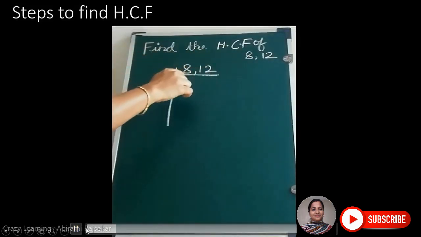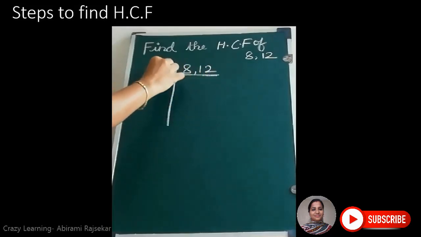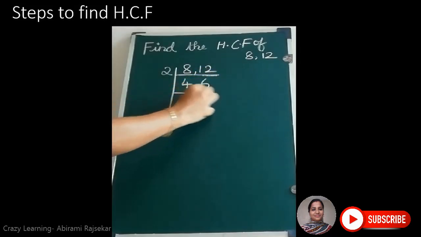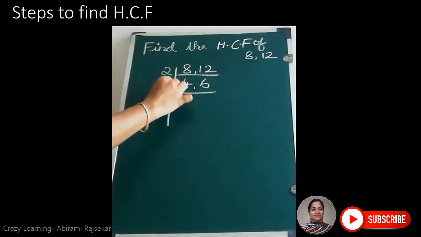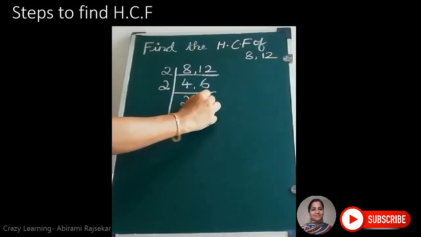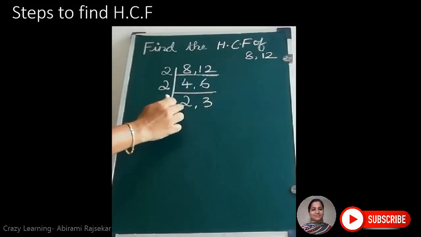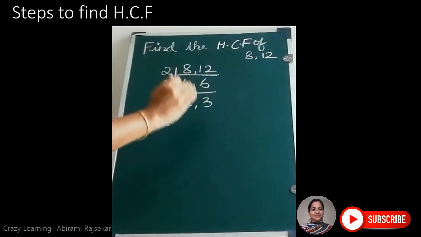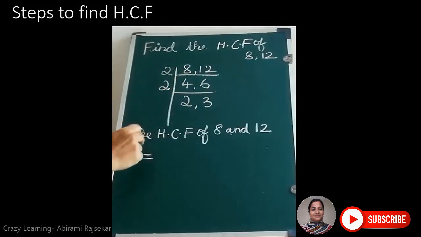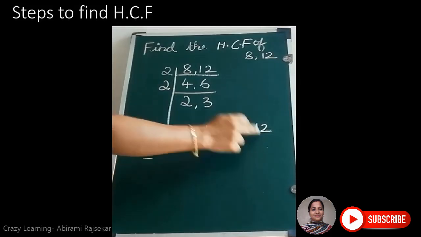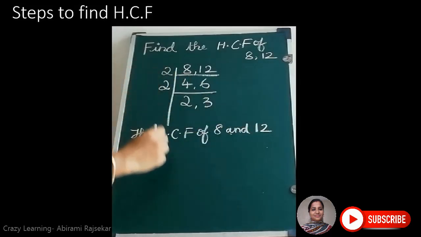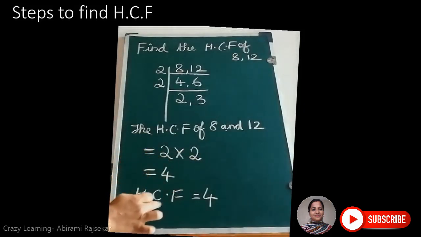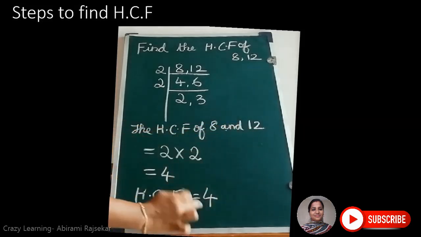8 and 12. Both 8 and 12 are divisible by 2. 2 4s are 8. 2 6s are 12. Again, 4 and 6 are divisible by 2. So, 2 2s are 4. 2 3s are 6. We don't have a common factor to divide 2 and then 3. So, we want to stop the factorization here. And the HCF of 8 and 12 is, we need to take the common factors. That is, 2 into 2 is equal to 4. So, the HCF of 8 and 12 is 4.